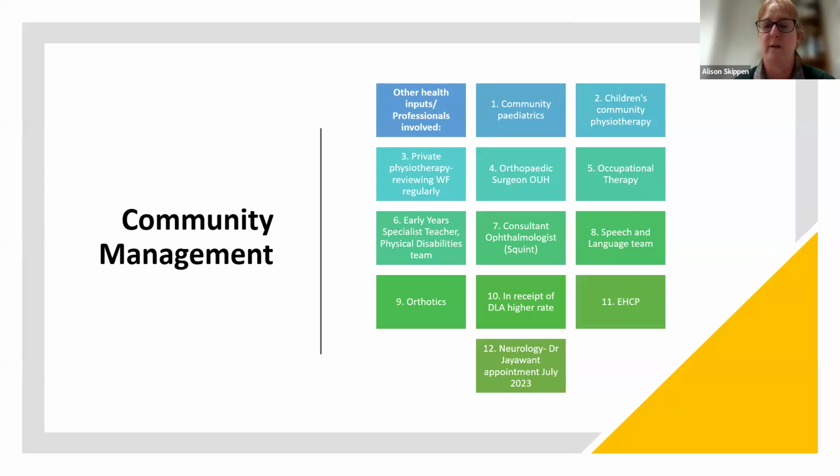And the orthotics are for splints, because of the spasticity in her legs, the children often get fitted for different orthoses. And then at the bottom, she was referred to paediatric neurology with Dr. Jaywant and was awaiting an appointment back in 2023 because of the seizure. And then in the middle, it says in receipt of DLA, which is disability living allowance. In the UK, you get different levels of disability living allowance depending on the severity of your underlying condition. So she was at a high rate because her condition meant that she needed a lot of support.